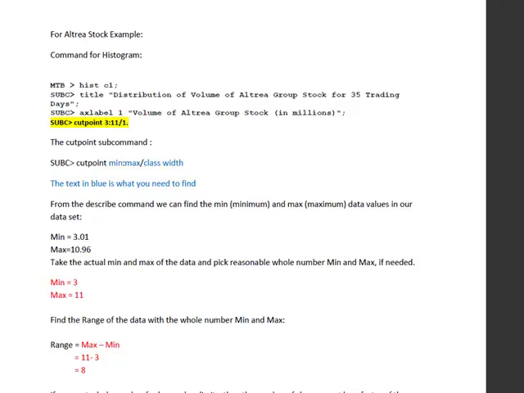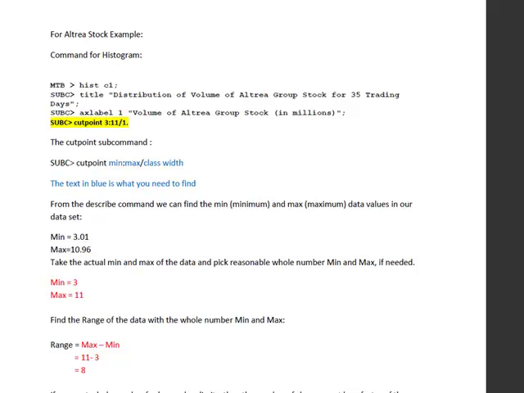So let's look at our example for the Altria stock example. If you use what's called the describe command like I showed you in the last video series, we could find the minimum of that data for the Altria stock was 3.01 and the max was 10.96. A reasonable lower limit would be 3. If I have a lower limit of 3, it will enclose the smallest data point in that set, which was 3.01. Having a maximum value of 11 will include the largest data value in that data set, which was 10.96. So you want to make sure the minimum and maximum, the range that you create, contains all the data values. Be very careful about that.